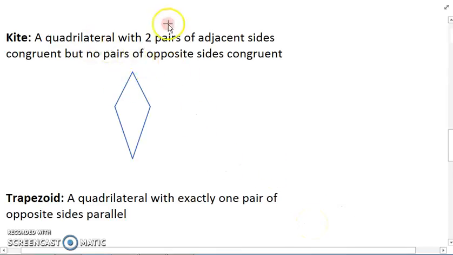We see that we have 2 pairs of adjacent sides, that means next to each other, that are congruent. So the 2 up top are congruent, and the 2 below are congruent. But no pairs of opposite sides are congruent. That means this top side here can't be congruent to the one opposite it. And how we denote that, remember, is congruency is denoted by tick marks on the sides. So I'll have 1 pair with 1 tick mark and 1 pair of sides with 2 tick marks.